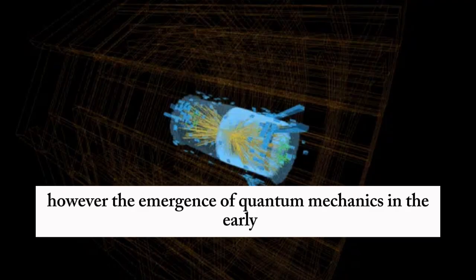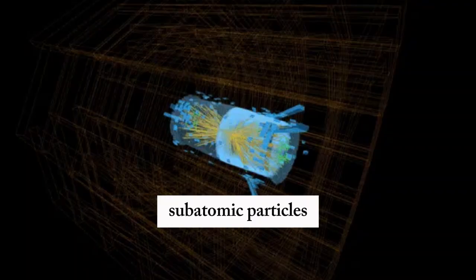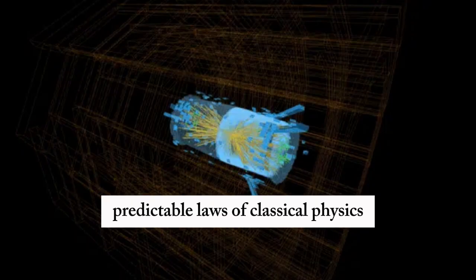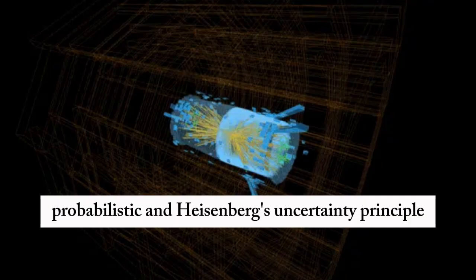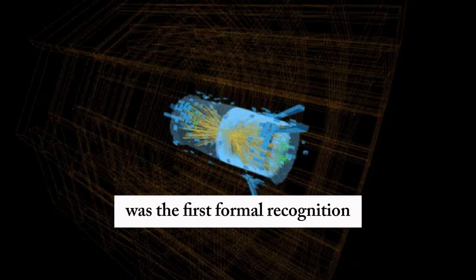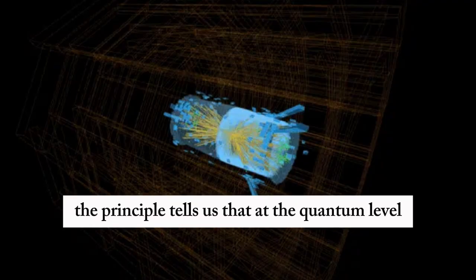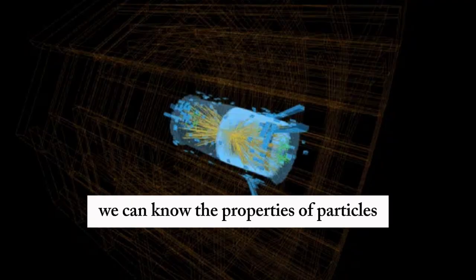However, the emergence of quantum mechanics in the early 20th century revealed that the microscopic world of atoms, subatomic particles, and photons did not conform to the neat, predictable laws of classical physics. Instead, the behavior of particles at this scale is inherently probabilistic, and Heisenberg's uncertainty principle was the first formal recognition of this fundamental shift. The principle tells us that at the quantum level, there are limits to how precisely we can know the properties of particles.